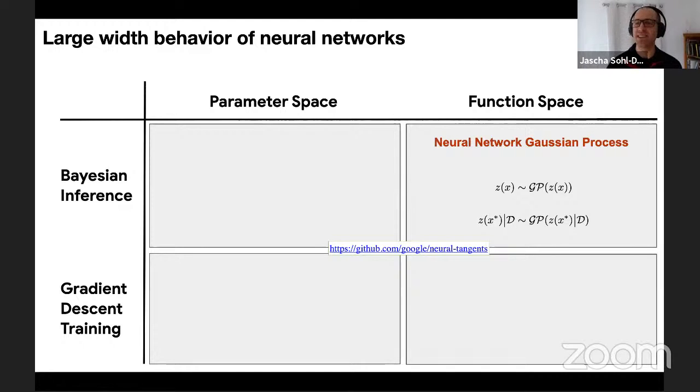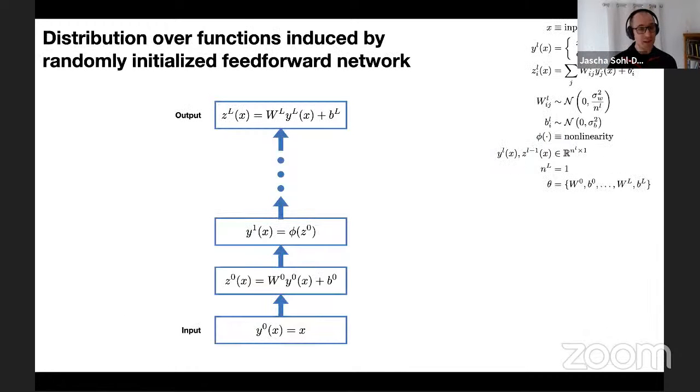Okay, so let's dive into the Bayesian inference in function space results. To see why Bayesian neural networks might be described by a Gaussian process, we're going to start by looking at the distribution over functions induced by randomly initializing a simple, fully connected feed-forward architecture.